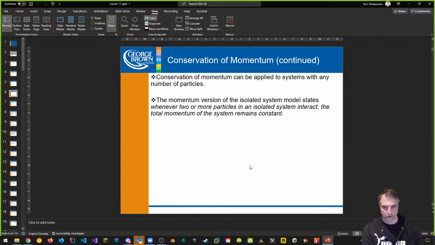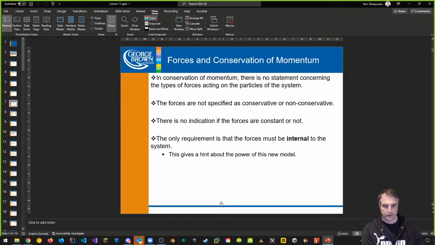That idea is something that we're going to carry forward. All right, so again, in the conservation of momentum, there's nothing to say that the types of forces acting on the particles of the system itself. Forces are not really specified as conservative or non-conservative. Remember that when I apply a force on a system, I impart energy. That's what I'm doing, right? And I don't know if I'm using a constant push or an impulse. I don't have any idea of that when I'm talking about forces themselves, right?